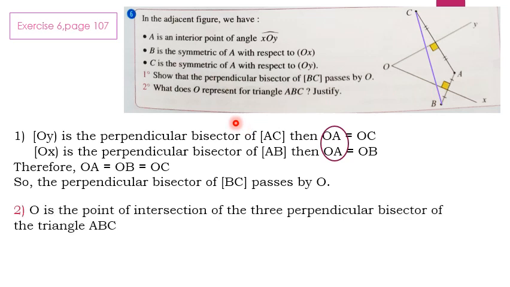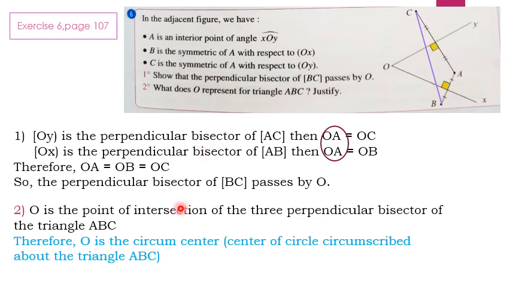Now, what does O represent for triangle ABC? As we said in grade 6, the intersection of the three perpendicular bisectors of a triangle is called the circumcenter. What do you mean by circumcenter? It's the center of the circle circumscribed about the triangle ABC.